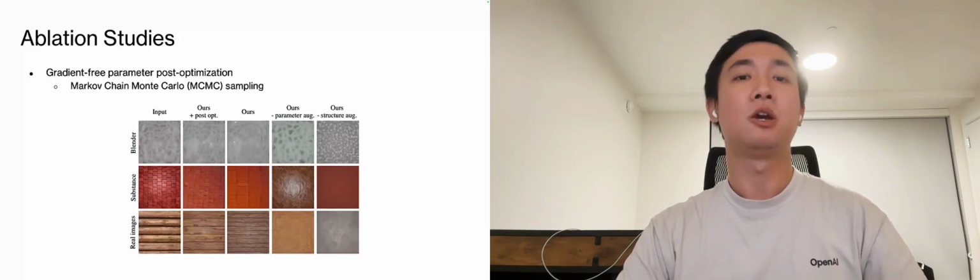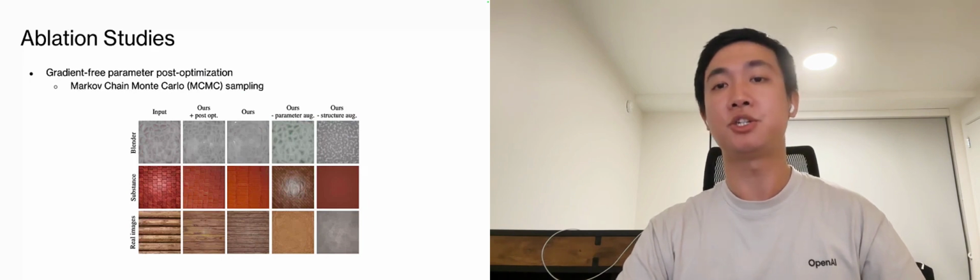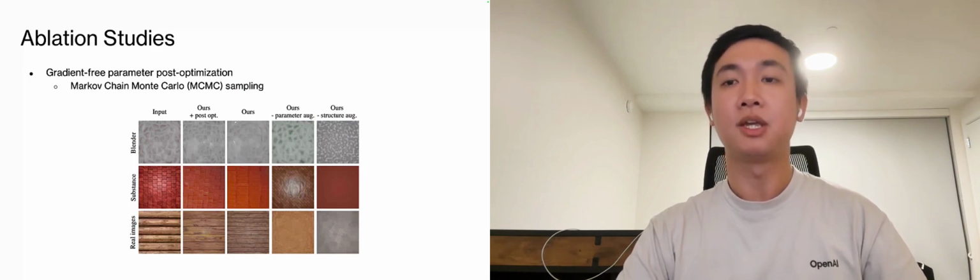In a separate study, we apply gradient-free post-optimization to the VLM-generated material. This is done with local parameter search using MCMC sampling. We compare the post-optimized material against the vanilla output and the prediction results without our data augmentation steps. The ablated versions show significantly worse matching quality.